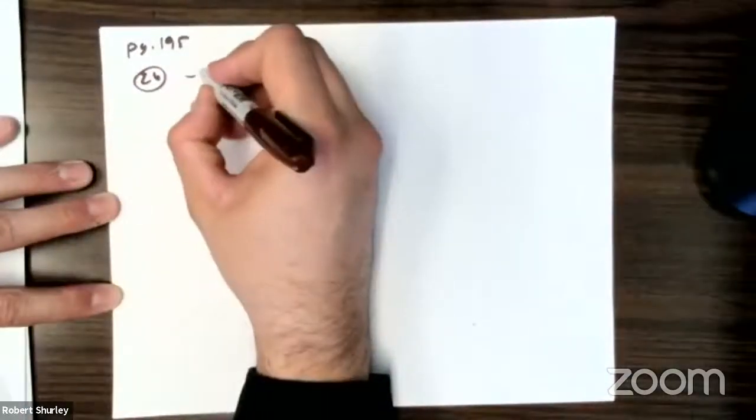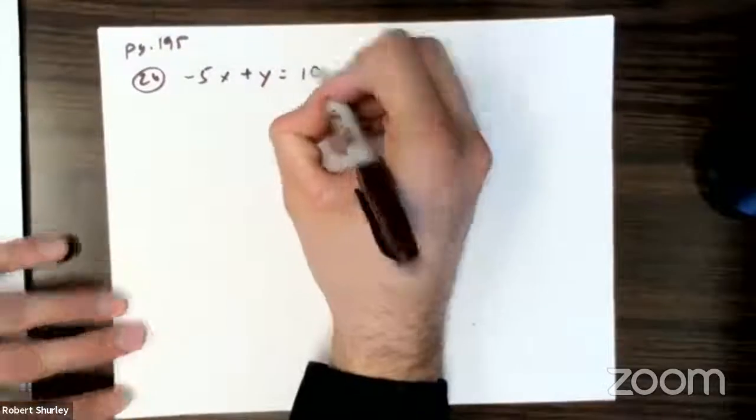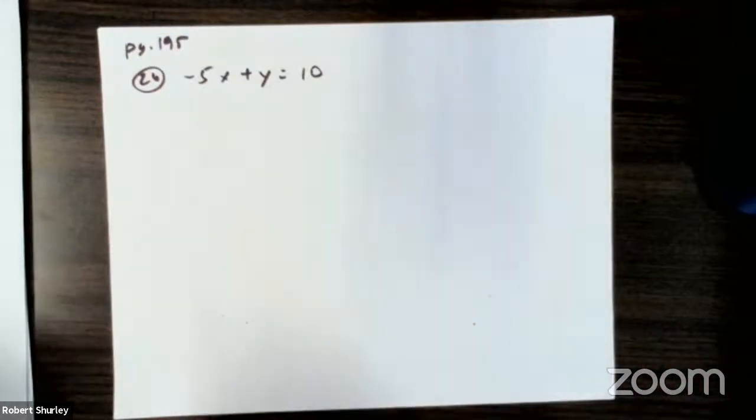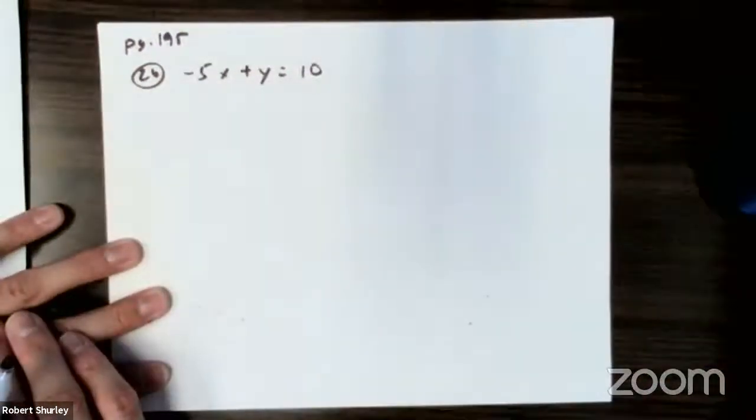Now this one doesn't ask you to graph it because they make that a 3.3 topic, but I'm going to do that as well. 26 says negative 5x plus y equals 10. It says find the slope and the y-intercept of each line, and I'm going to graph it as well, which ties into 3.3. So we need to find the slope and the y-intercept of this line.